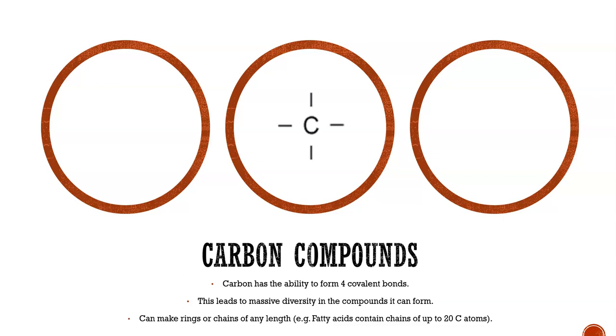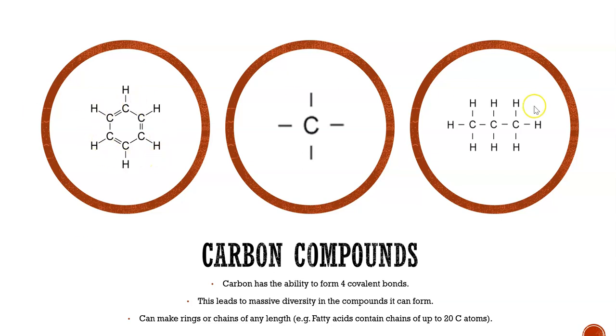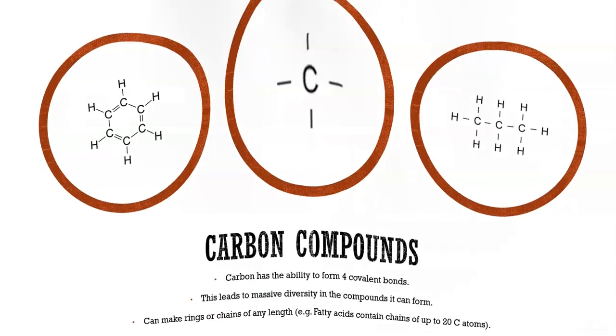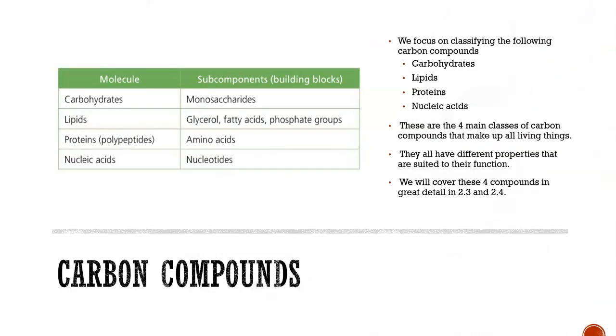Now, carbon can make rings or chains of any length. For example, your fatty acids can be up to 20 carbons long. So we've got an example of a ring molecule there, and that's a chain molecule there. So these are our carbon compounds because they contain carbon.